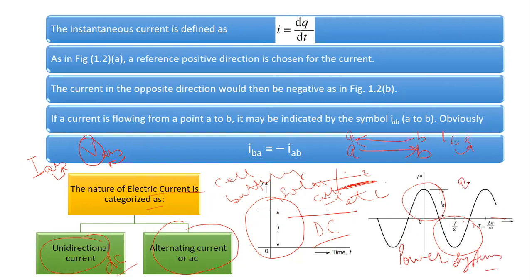Alternator: what is an alternator? Alternator is a combination of two words, alternating generator, meaning AC generator. So there are two categories of current, DC as well as AC. Similarly, you have voltage also, DC voltage and AC voltage, right?